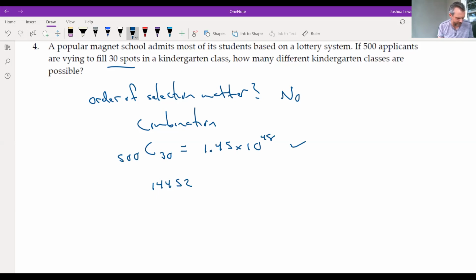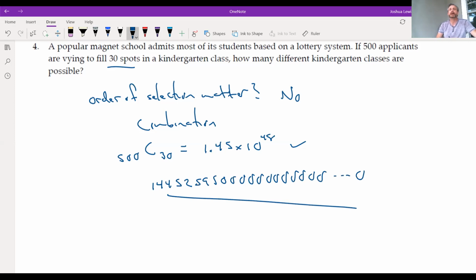Uh-oh. What happened? Hold on. I lost it here. Let's see. 14452595, and then a long string of zeros. You'll have 48 of those. Astronomical number. Okay, very, very big.